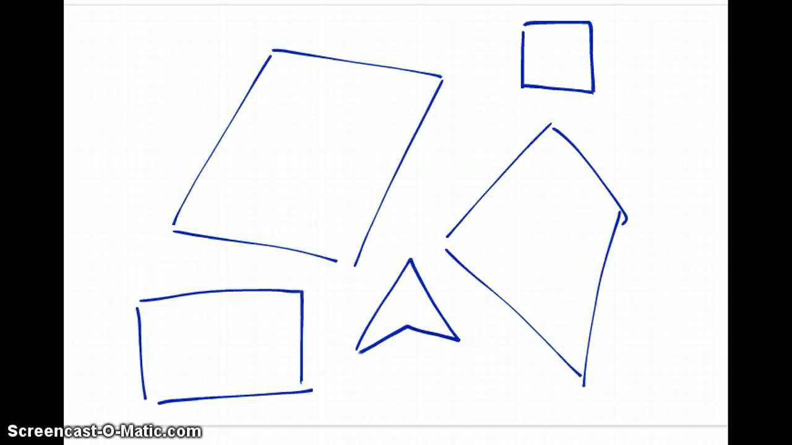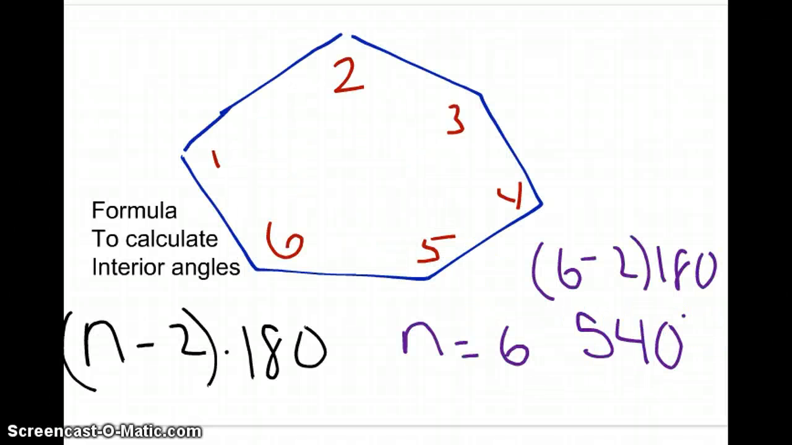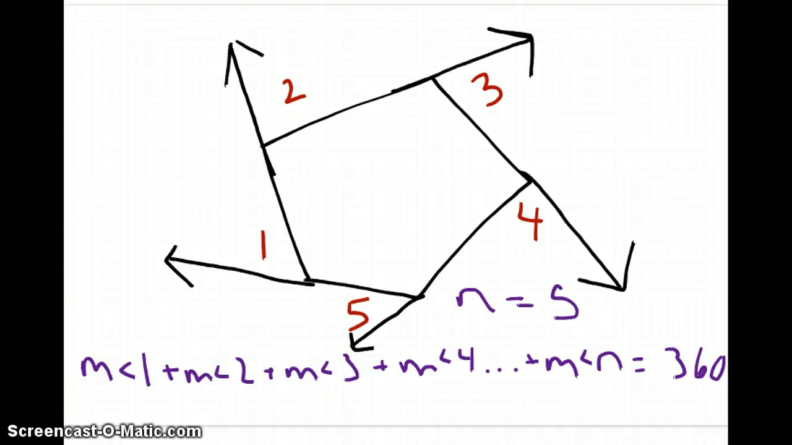The sum of the measures of the interior angles of any quadrilateral is always 360 degrees. Draw diagonals in a polygon to form triangles to find the interior angles. The formula to calculate interior angles is n minus 2 times 180, where n is the number of sides. The sum of the exterior angles will always equal 360 degrees.